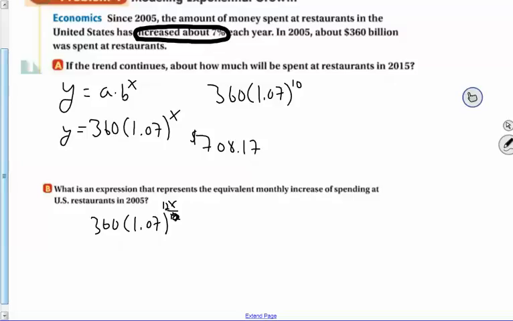If it's 3 months, you're going to take the months and divide it by 12. That's right. So it's going to be divided by 12. So 360 times 1.07 times x divided by 12. That divided by 12 converts however many months it is into a year. So if it's 3 months, it's 3 divided by 12, if that makes sense.